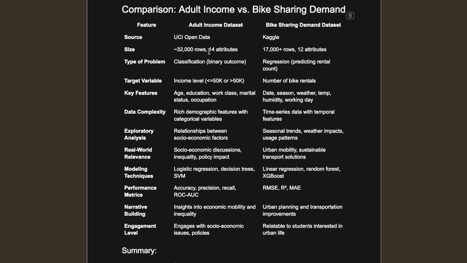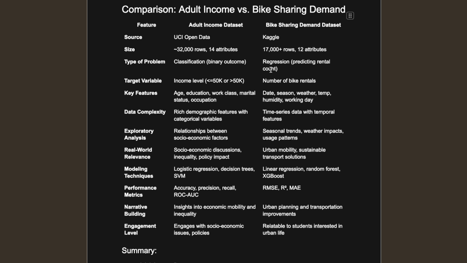The size is a clear indicator. So in this case, the size for the adult income dataset is 32,000, whereas 17,000 for bike sharing. The type of problem, as we've already highlighted, is classification, or in other words, binary classification. It's a 0-1 problem. It's either one class or the other.